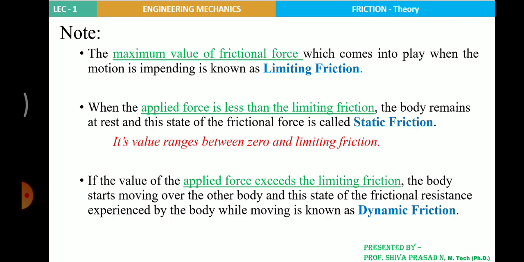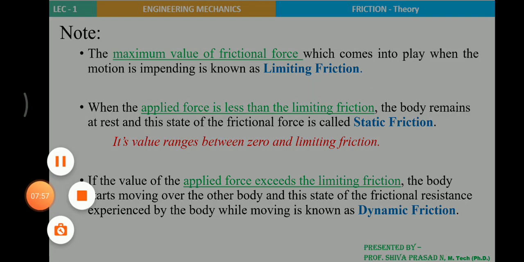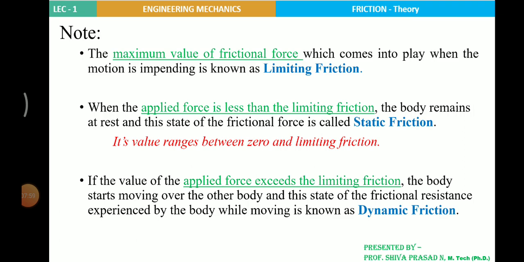And further, if the value of the applied force exceeds the limiting friction, the body starts moving over the other body or on the surface, and this state of frictional resistance experienced by the body while moving is known as dynamic friction. So these are the definitions of limiting friction, static friction, and dynamic friction. And please note that the dynamic friction value is always less than limiting friction.